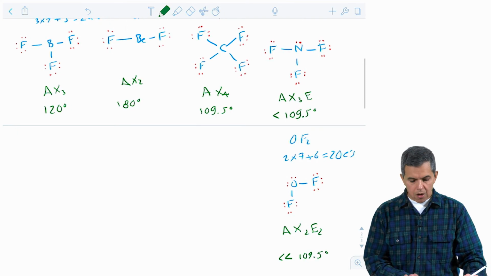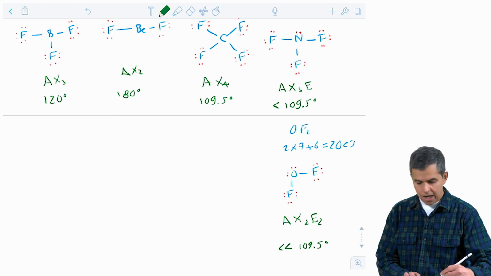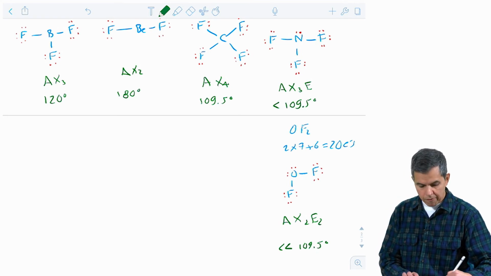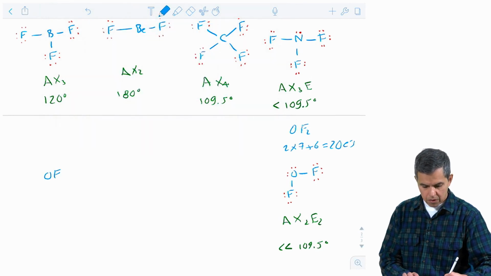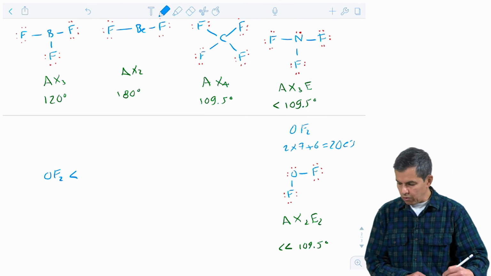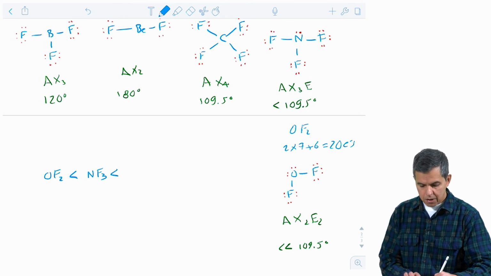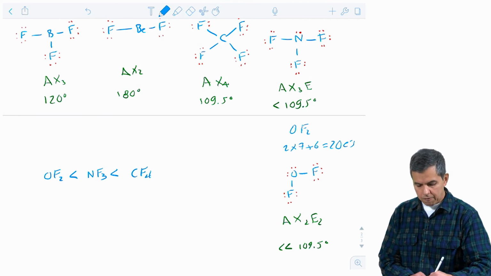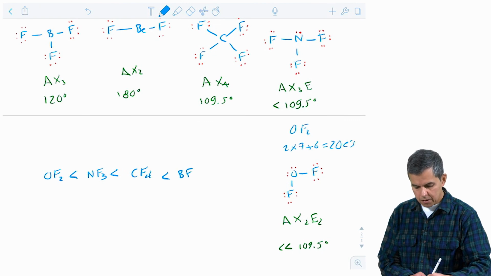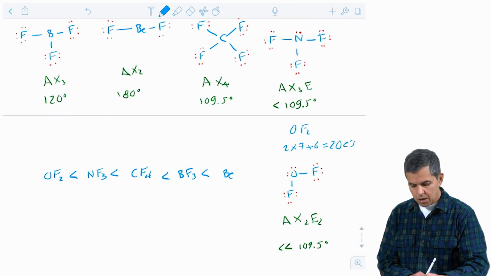In summary then, we can see that the smallest angle will be that of OF2, followed by NF3. Then it's going to be that of CF4, followed by that of BF3. And lastly, the one that has the largest angle will be BeF2.